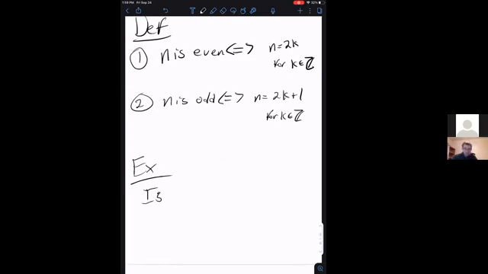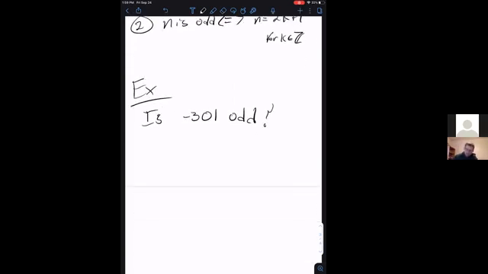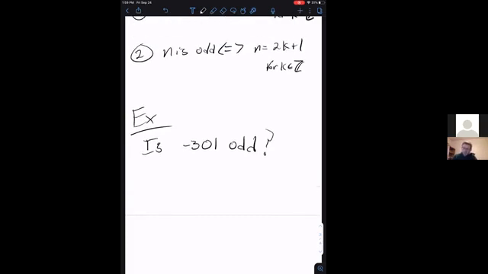Okay, is negative 301 odd? Is it odd? Well, let's see. Okay, in order to be odd, I need it to be 2k plus 1. So if I said, hey, k is equal to negative 150, then I have 2 times negative 150 plus 1. Well, look, that's negative 301. So it's in the odd form, right? So therefore it's an odd integer.